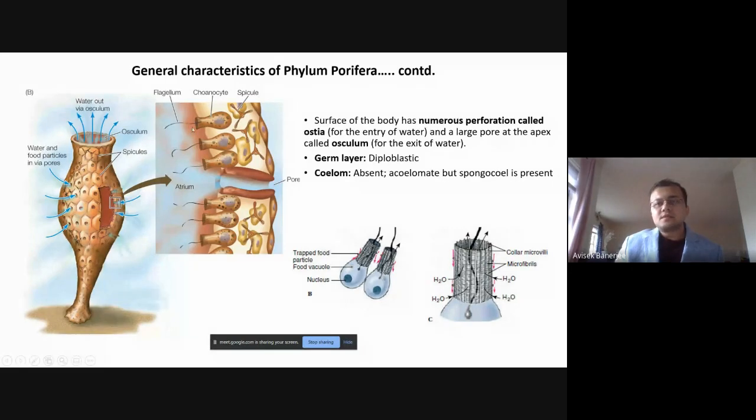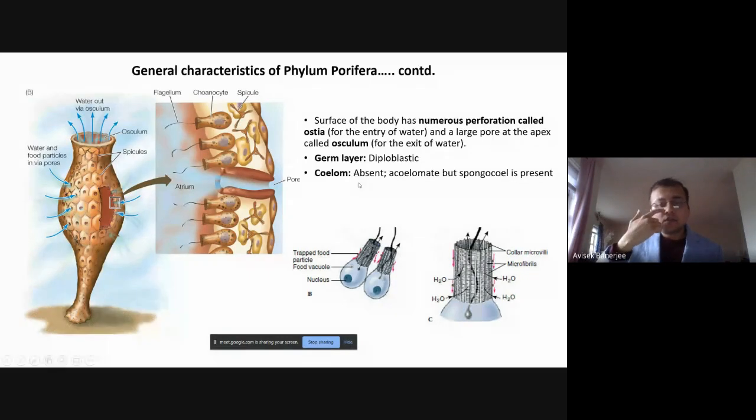Okay, so the body has numerous perforations called ostia, by which the water enters, and just one large opening, which is called osculum, by which the water goes out. The body layers are diploblastic, though not very well differentiated. And the coelom, which is the body cavity, is absent.